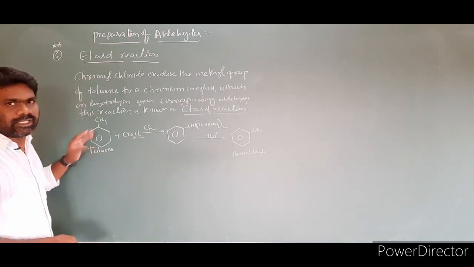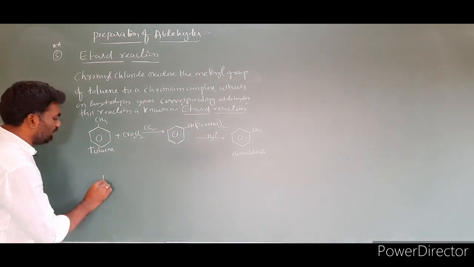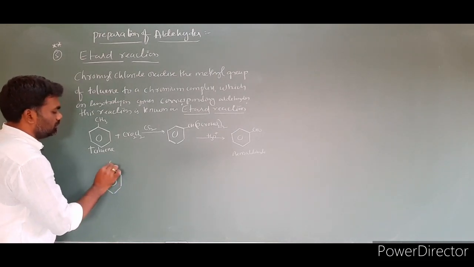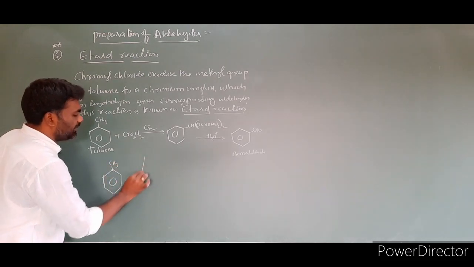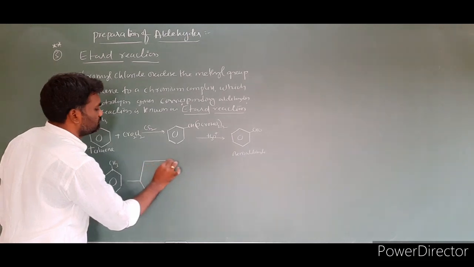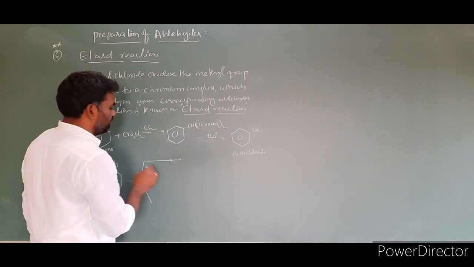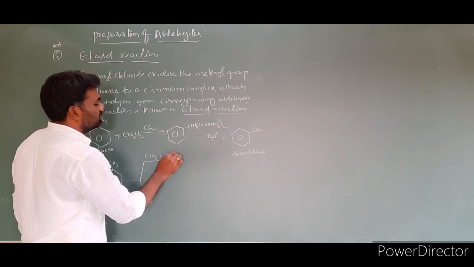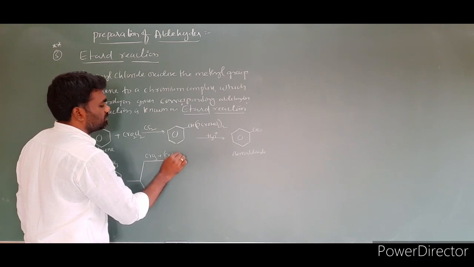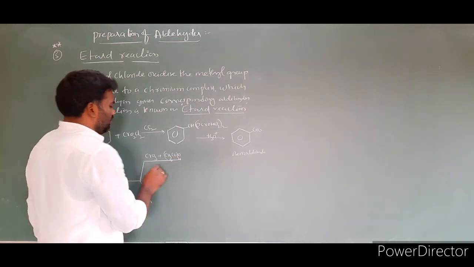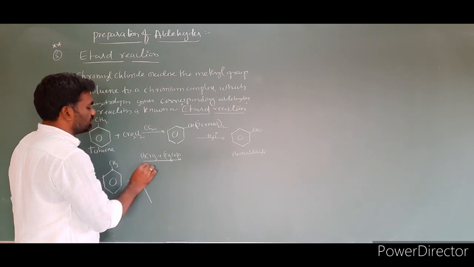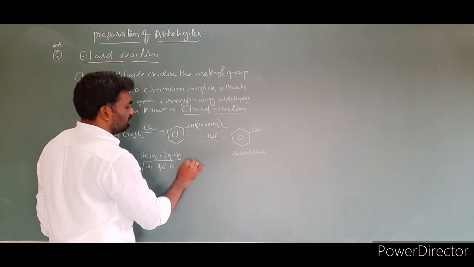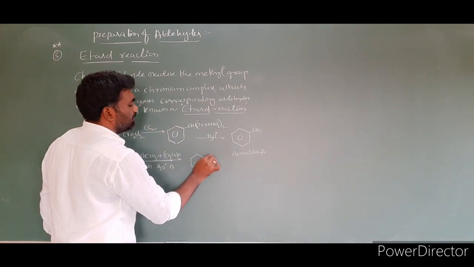So alternatively we are able to prepare aldehydes by using methyl benzene, nothing but toluene, by alternative methods. Toluene I am taking, and this will be treated with two different reagents. First one I am taking is CrO3 in acetic anhydride, CH3CO taken twice O. This is acetic anhydride, and this is the first step, followed by hydrolysis and heat. Then the product is again benzaldehyde, CHO.